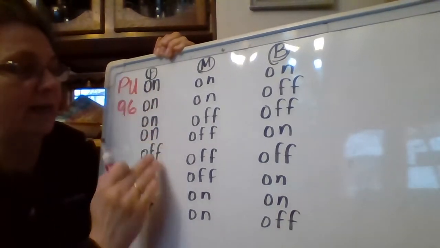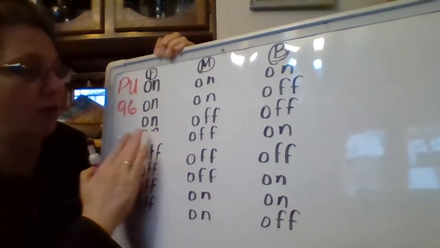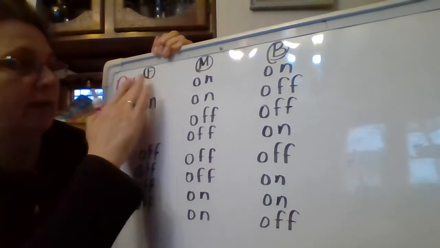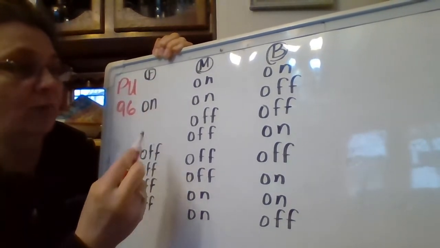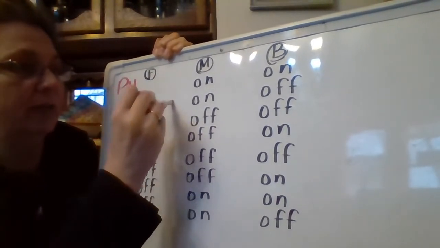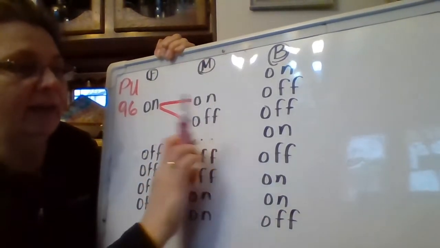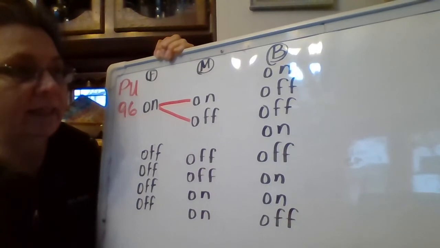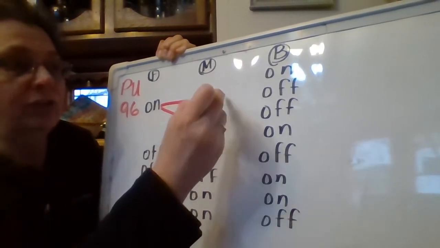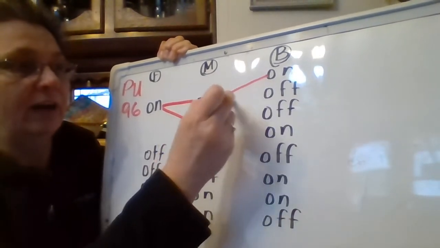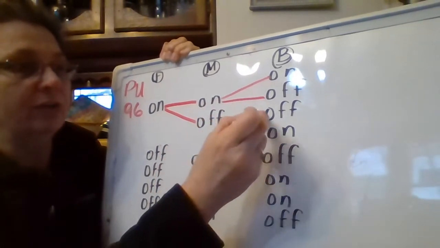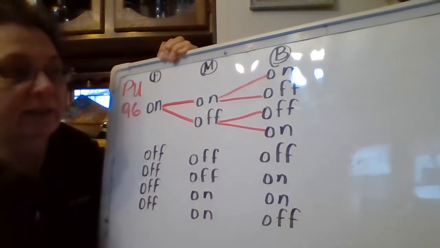So instead of having all of those words on, you write one on. Okay, now what are your choices from there? Well, we can have an on or an off. So you only have to write that once like that. From there, what could you have? From here, you could have on or off. From here, you could have off or on.